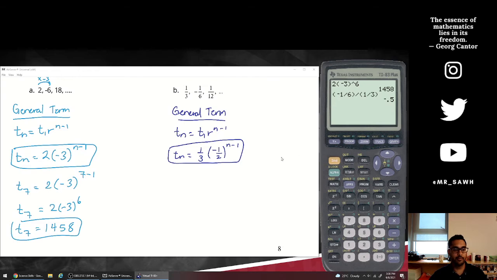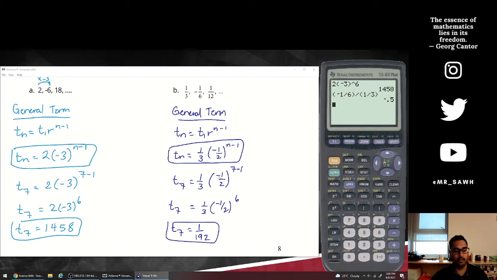So there's my general term. Now we can go use it and find the 7th term. T7 equals 1 over 3, negative 1/2 is the ratio, 7 minus 1. So T7 equals 1 over 3 times negative 1 over 2 to the power 6. Again, you can grab your calculator, do that, and you end up with your 7th term being 1 over 192. So you can find a formula that will work for any term, and use it for the term we need, in this case the 7th term. Okay, that's all good.